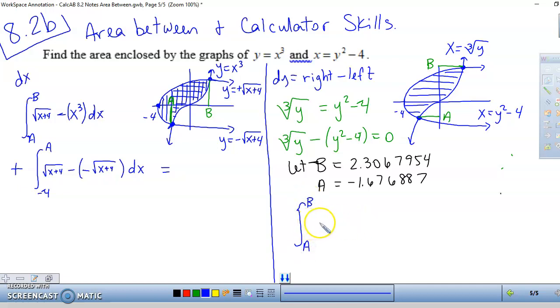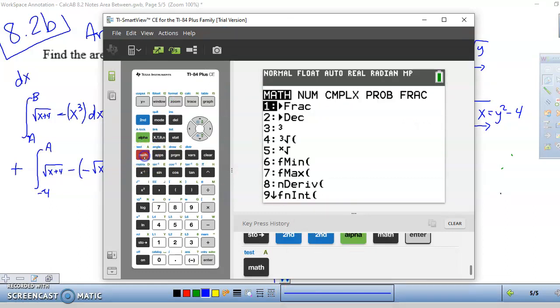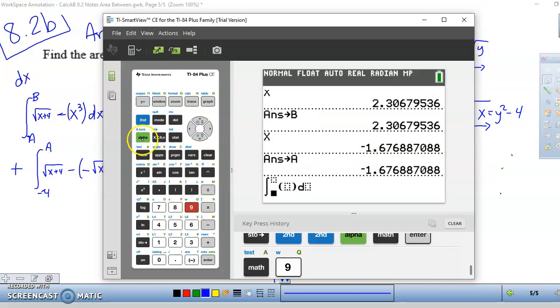And then here is going to be the right minus left. So cubed root of Y, and then minus, and I could distribute that, right? So Y squared, and then plus 4, and this would be dy. Okay, on your calculator. So remember your integral is function 9. And then we're going to go from A, so alpha A, go up to B, alpha B, and then over.